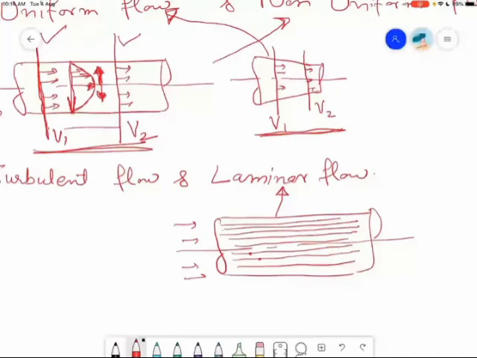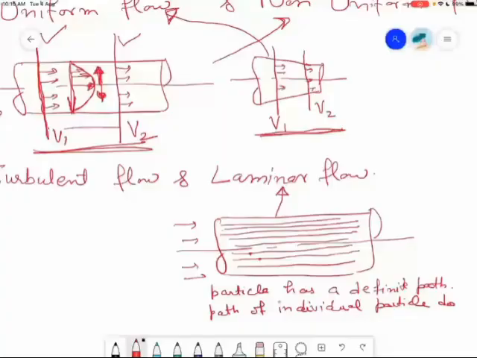So I repeat the definition of laminar flow. A flow in which each liquid particle has a definite path, and the paths of individual particles do not cross each other. ठीक है. तो एक पार्टिकल का जो पाथ है, वो दूसरे पार्टिकल के पाथ के साथ क्रॉस नहीं होगा. So that is the laminar flow.